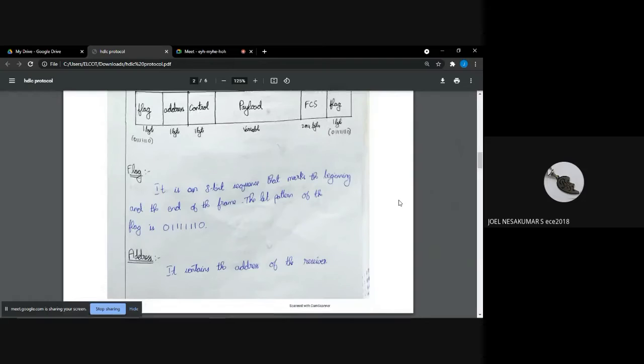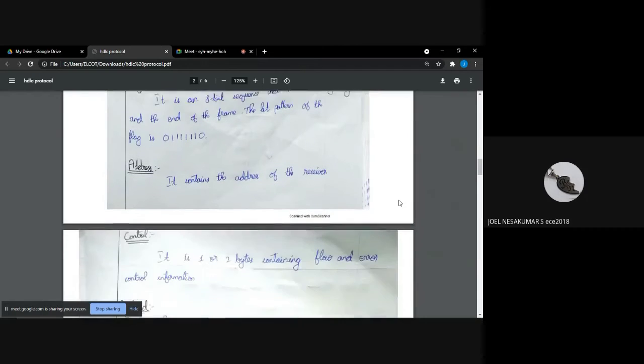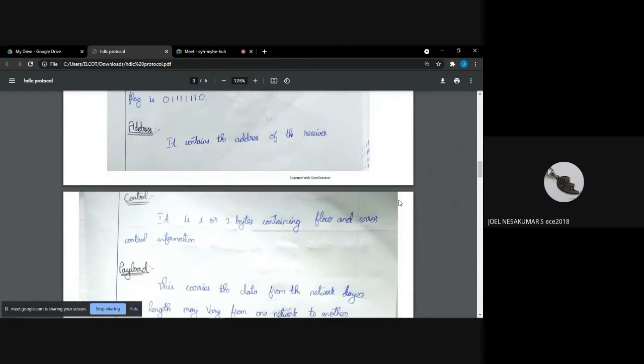Then address. The address portion contains the address of the receiver. If the primary station sends the data, then the secondary station's address is in the address portion. Similarly, if the secondary station sends the data, then the primary station's address is in the address portion. Then the control, it is 1 or 2 bytes containing flow control and error control information.